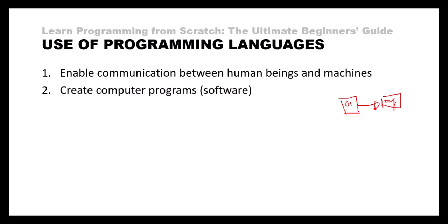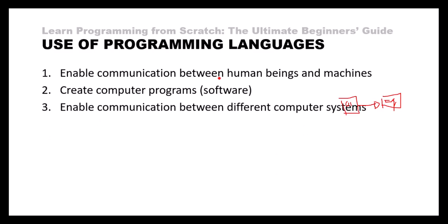Two, computer programming languages help us to create computer programs or software. Meaning without Java, without C++, without Python, you will not be able to build software programs.